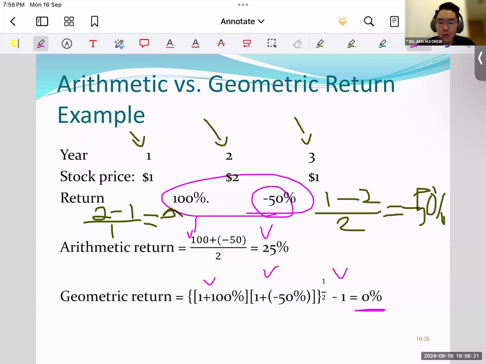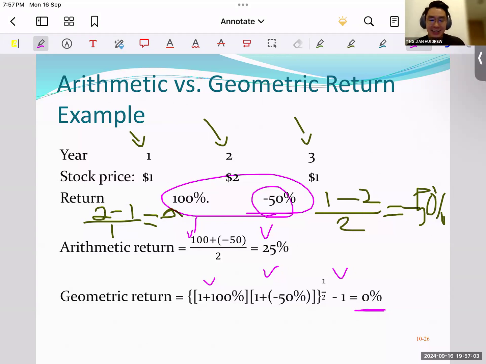I have a question for all of you. Which return, geometric or arithmetic, makes more sense for you? Okay, so the question is, between the arithmetic and geometric return, which one makes more sense? When you look at the numbers, I see somebody say geometric. Geometric, okay. So those that say geometric, you are right.